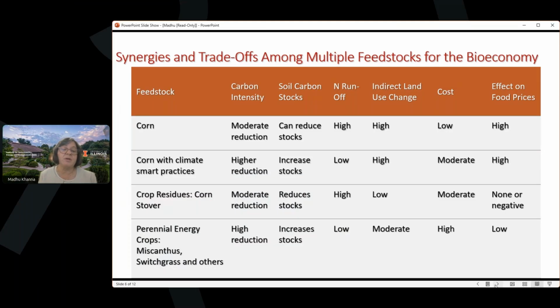Similarly, between looking at crop residues and energy crops, they vary in the extent to which they can provide environmental benefits and also what the cost of these is going to be. And so there are various trade-offs that need to be considered, and that is where economics can really play a role in helping us to identify what is the right mix of these feedstocks, and also how do we create incentives for those feedstocks that can improve environmental quality and do so without raising cost significantly. Next slide.